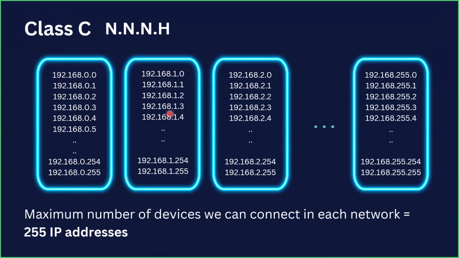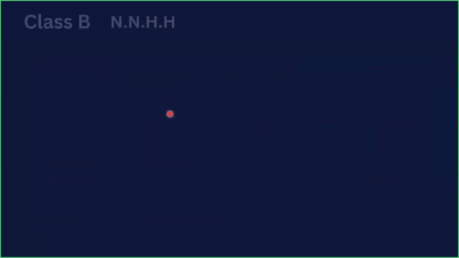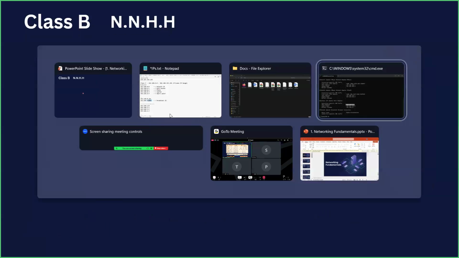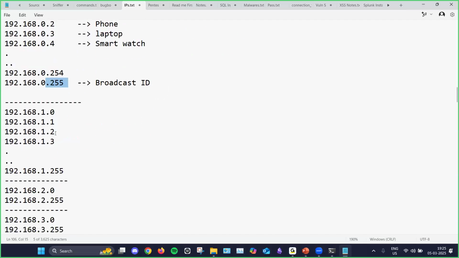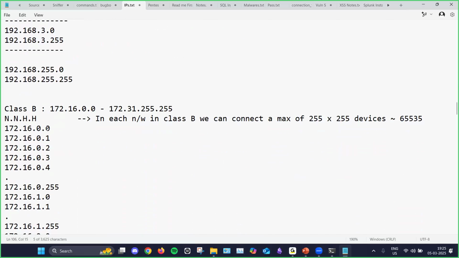So in our home network, in small organizations, maximum number of devices you can connect is 255 if you use class C. But if there is a requirement, let's say, for connecting more than 255, then you have to go for class B, which has 2 network portions and 2 host portions. Now, when you talk about class B here, class B private IP starts at 172.16.0.0. Next IP is 0.1, next IP is 0.2, next IP is 0.3.